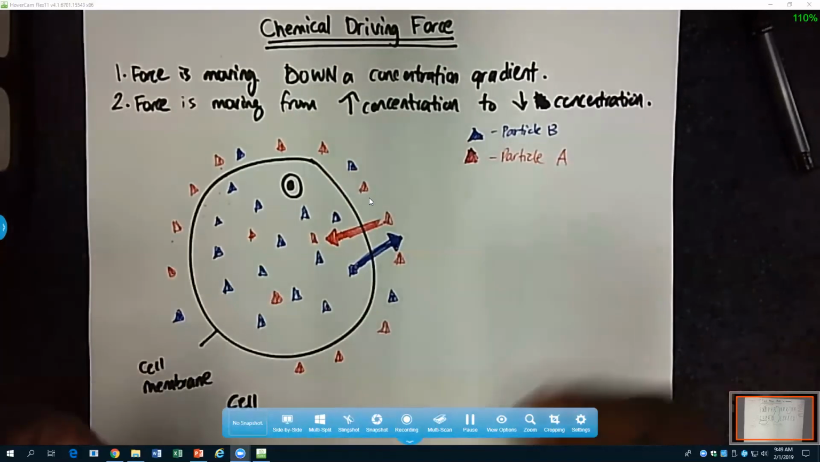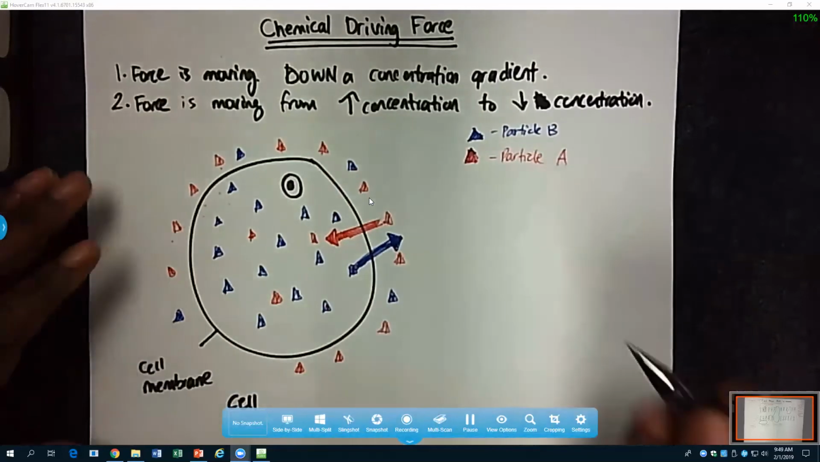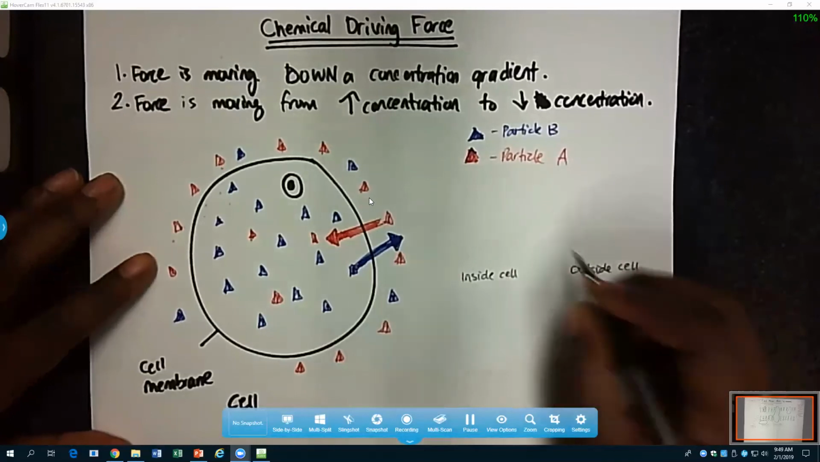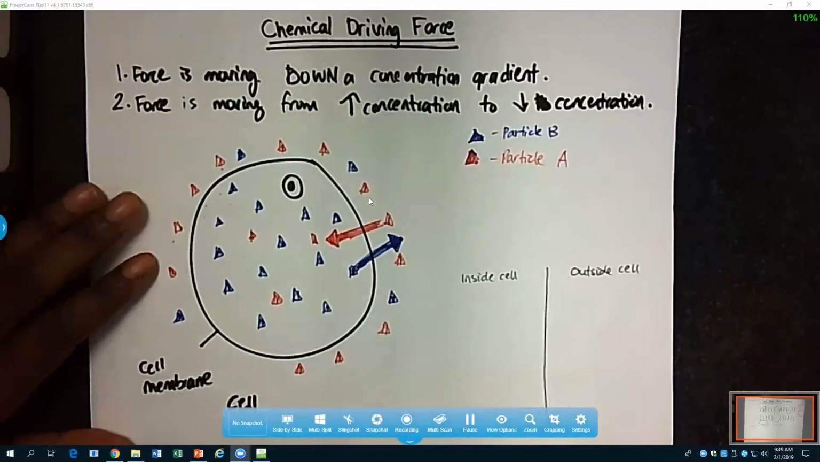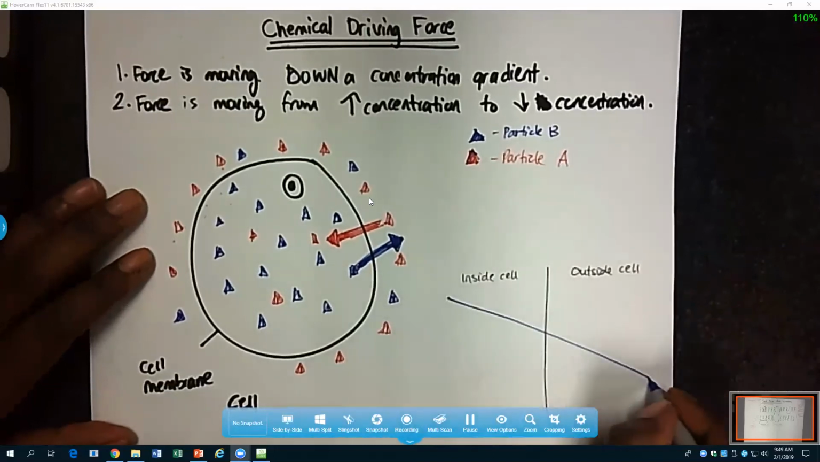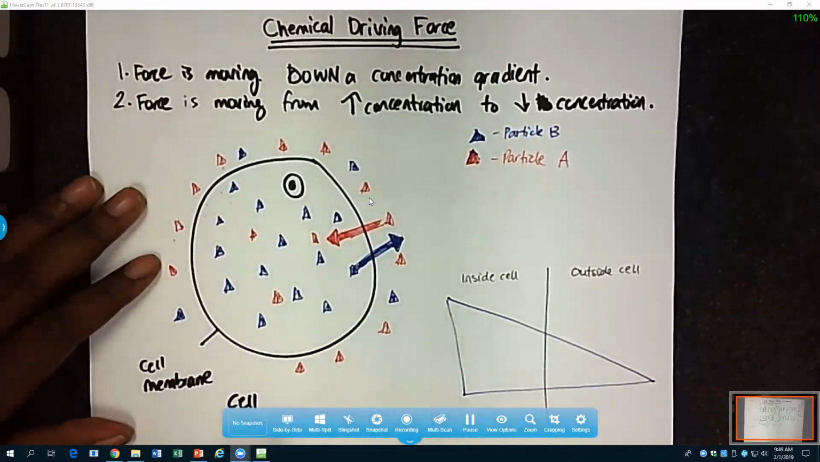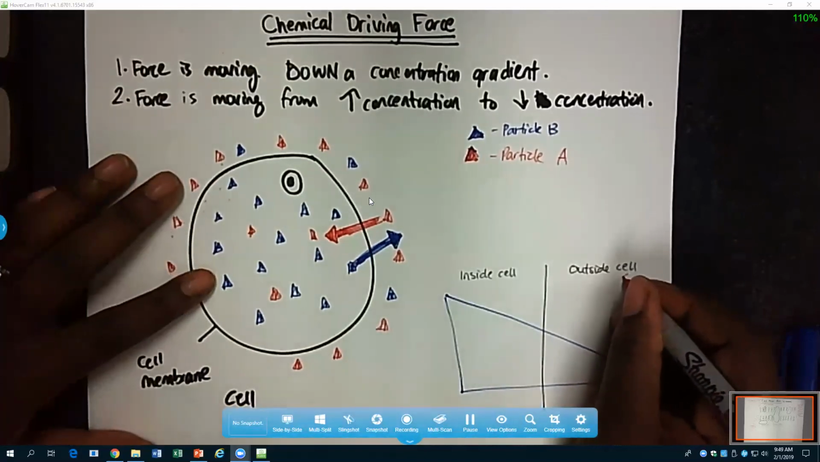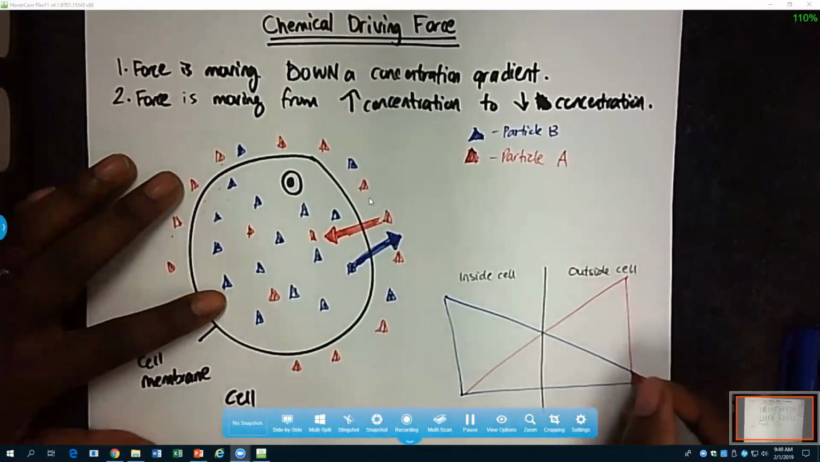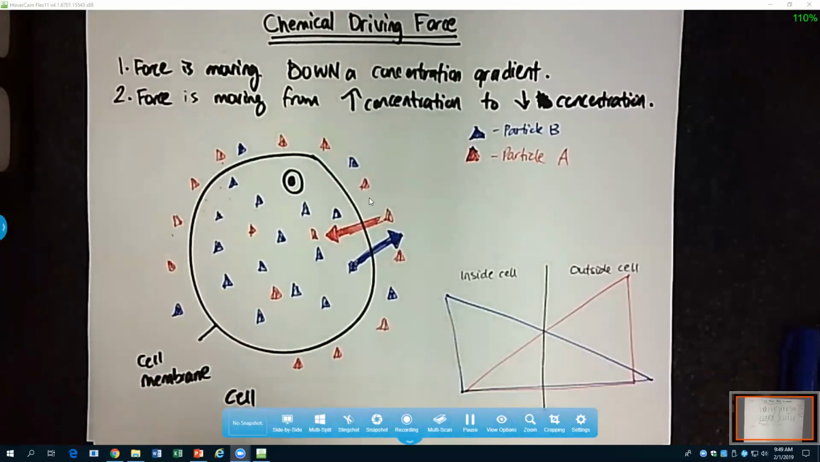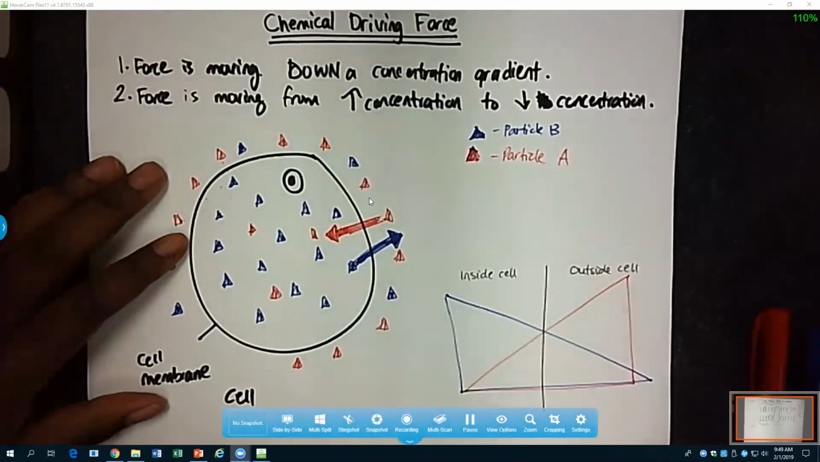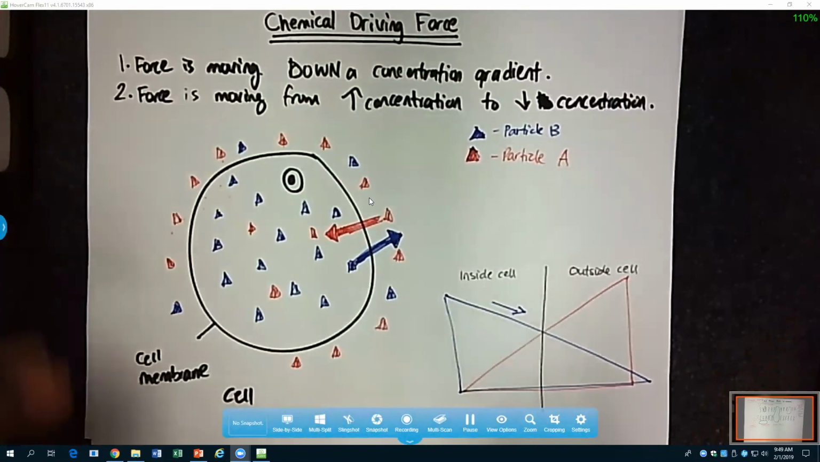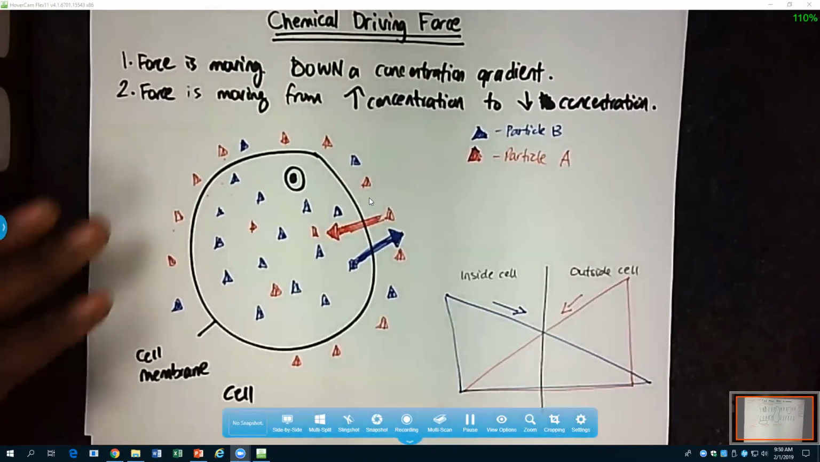So if we were to look at the gradients inside the cell and outside the cell, particle B is highest inside the cell and lowest outside the cell. So that's the gradient for particle B. Particle A is the opposite. It's highest outside the cell. So this is our gradient for particle A. And so the movement that we want to take place is particle B would try to move outside the cell, going down its concentration gradient. And particle A wants to move inside the cell, going down its concentration gradient.